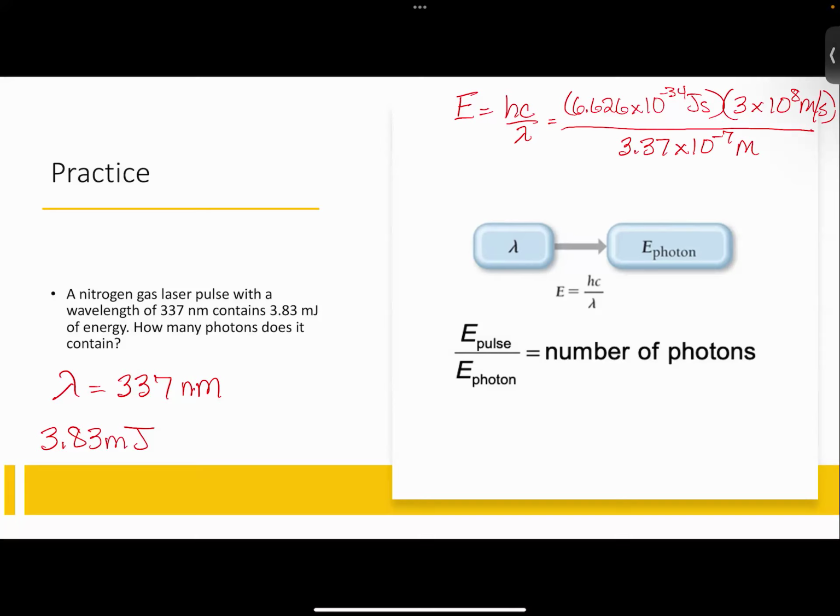And when you get through calculating this, you find that the energy of that photon of light is equal to 5.89 times 10 to the minus 19 joules. Now, in order for us to use this, we're going to have to make sure that the energy of the pulse and the energy of the photon are in the same unit. So you're going to have to convert that millijoules into joules with the fact that there's 1,000 millijoules in 1 joule.